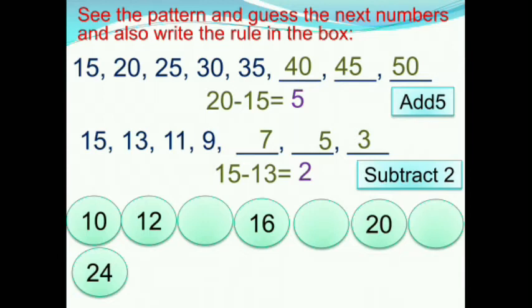Children, now we should find out the next number. To find out the next number, we should subtract 10 from 12. What is 12 minus 10? Yes, 12 minus 10 is equal to 2. Children, see this pattern. This pattern is in ascending order or descending order? Yes, ascending order. So we should find out the next number. We should add 2 to 12. What is 12 plus 2? 12 plus 2 is equal to 14.